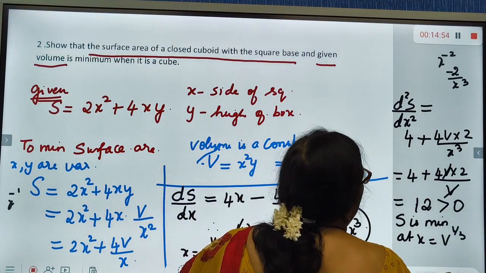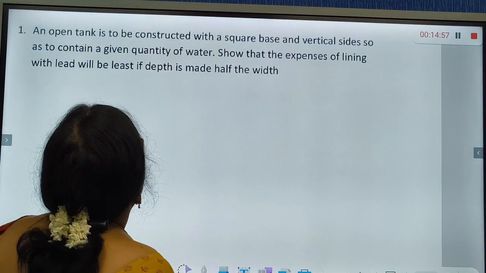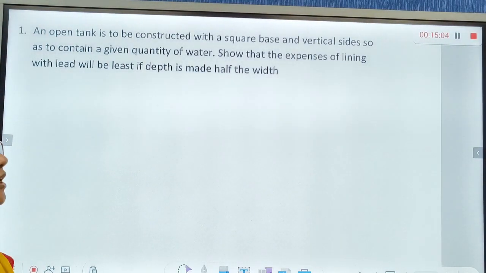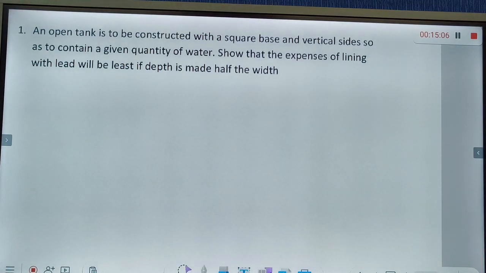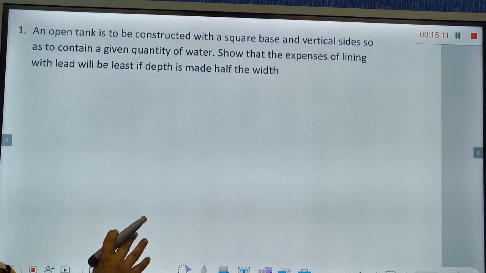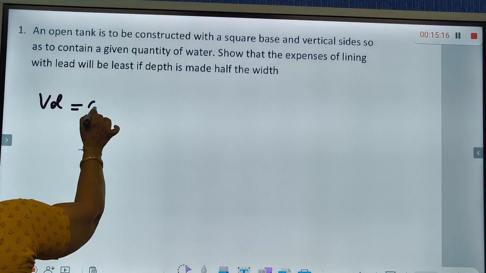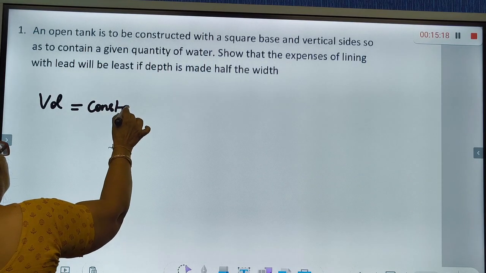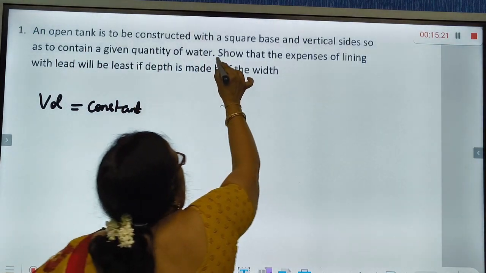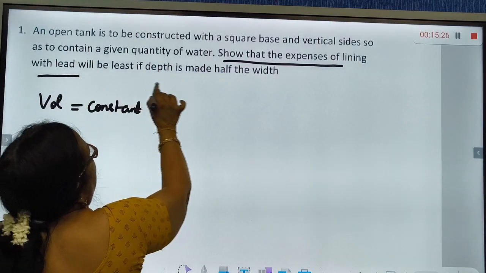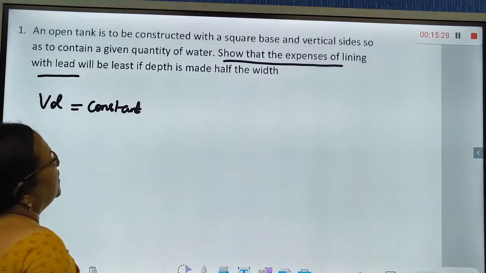Let's go to the next problem. An open tank is to be constructed with a square base and vertical sides so as to contain a given quantity of water. I am combining sums of similar nature. So volume is a constant. Show that the expense of lining the tank with lead will be least if the depth is half the width.